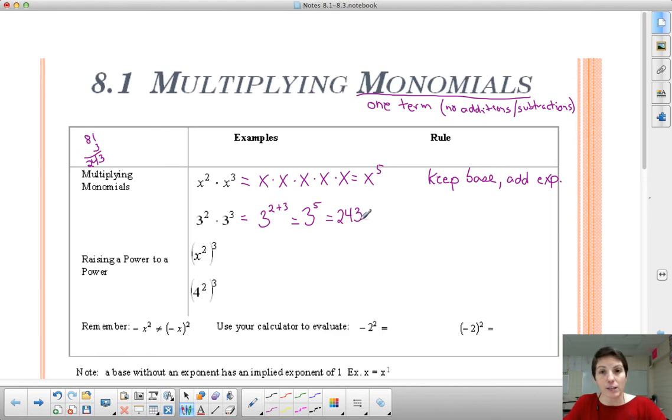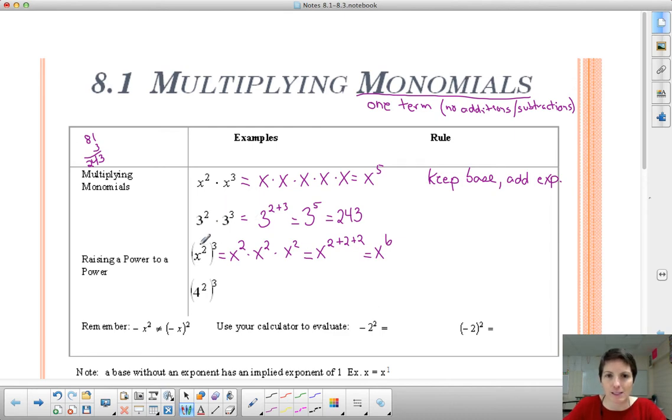Okay? Now the second rule with multiplying comes in a little bit of a different format. We call it raising a power to a power. Now look at what this is telling us to do. Visually, it tells us to take x squared and raise it to the third power. So to do that, we're going to take x squared times x squared times x squared. And if we apply the rule we just learned, and we keep the base and add the exponents, that means that we would have x to the 2 plus 2 plus 2, which is really x to the sixth power.